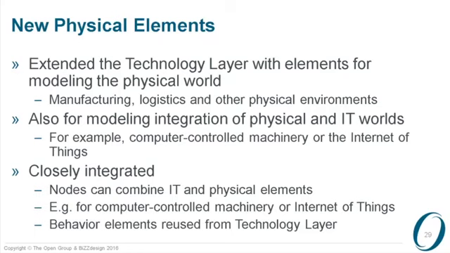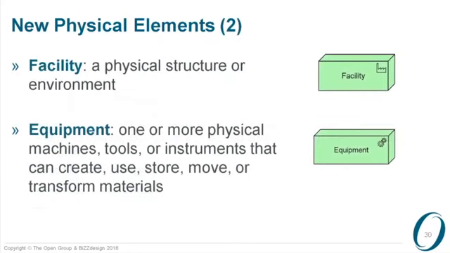Well, onto the concepts, and then onto a small example. So first of all, we have added a concept called facility. And a facility is a physical structure or environment, typically an environment where you will put your equipment. So equipment is the next physical element. That can be any kind of physical machinery, instruments that can be used to create or store or move or transform materials. And material will of course be the next concept.